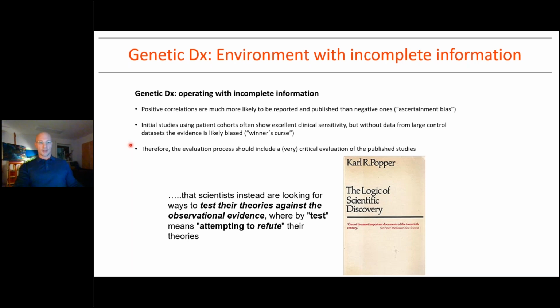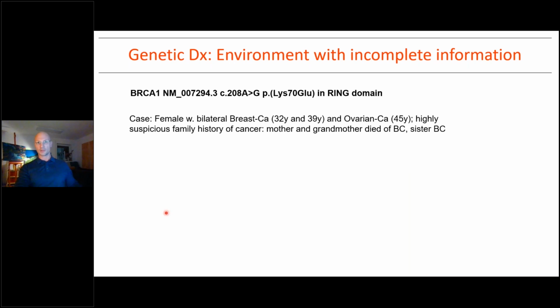You don't have to read this book. It was a present from my supervisor for my PhD thesis. I think he gave this to every one of his students. The core message of Karl Popper is that we as scientists are looking for ways to test theories against observational evidence, whereby test means attempting to refute the theory and not to prove it. Sometimes in our business, we want to solve the case. We want to give the physician a positive report. We want to find something. And this is not only a philosophical question, but I want to show you in the next slide that it is relevant for your daily work in variant interpretation.